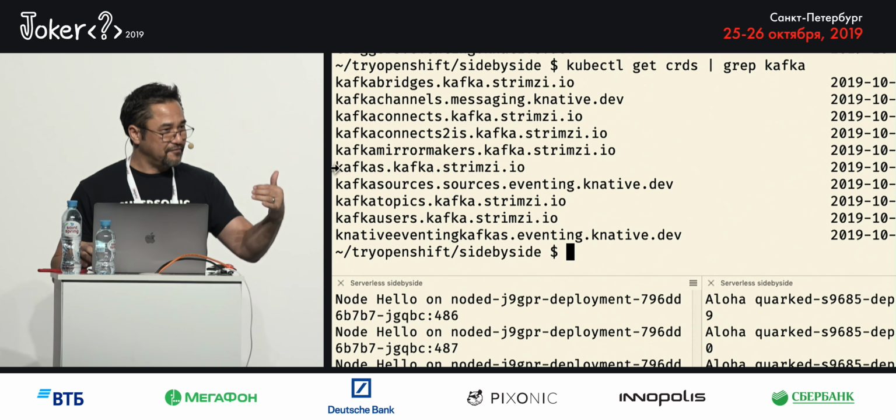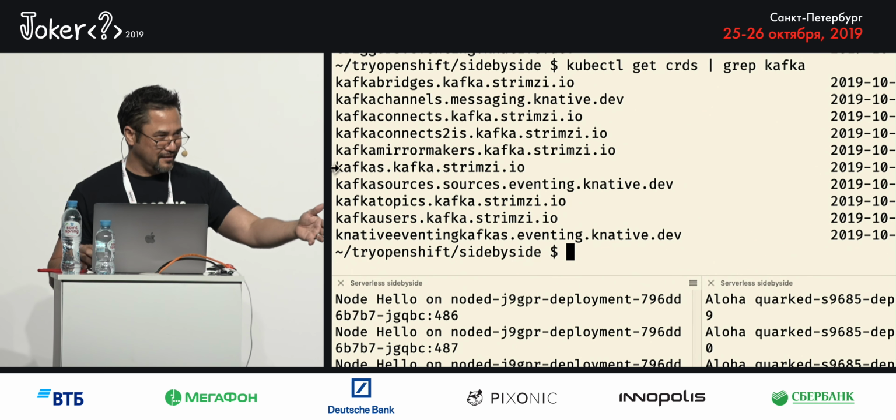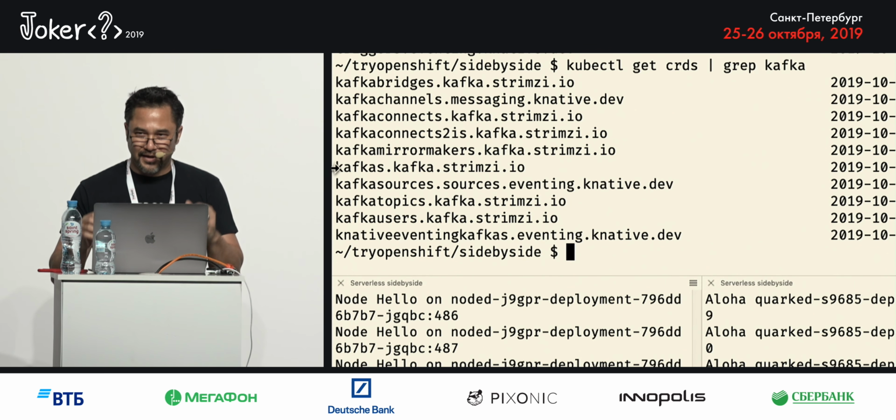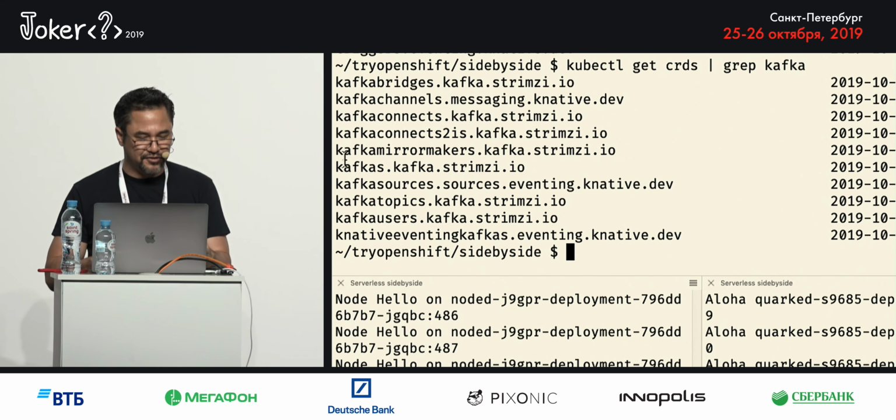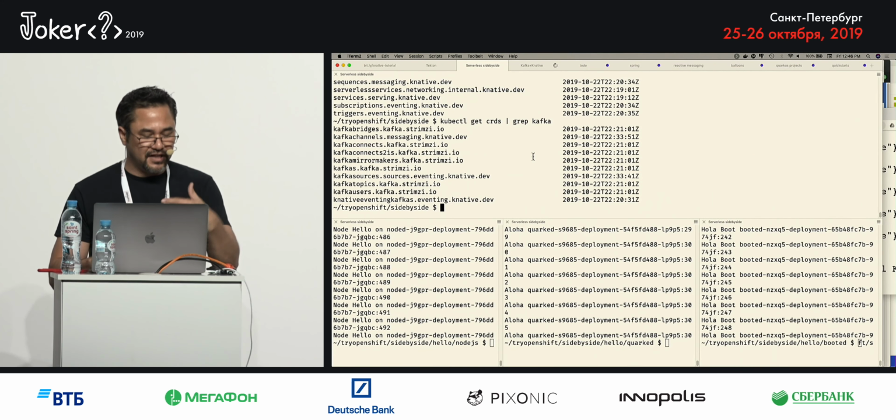You can add Kafkas to your cluster. You can add Knative, Istio. You can add pizzas. You can add beer. It's actually very easy. You can have anything you want added to your schema. In this case, I have Kafkas and I have Knative.